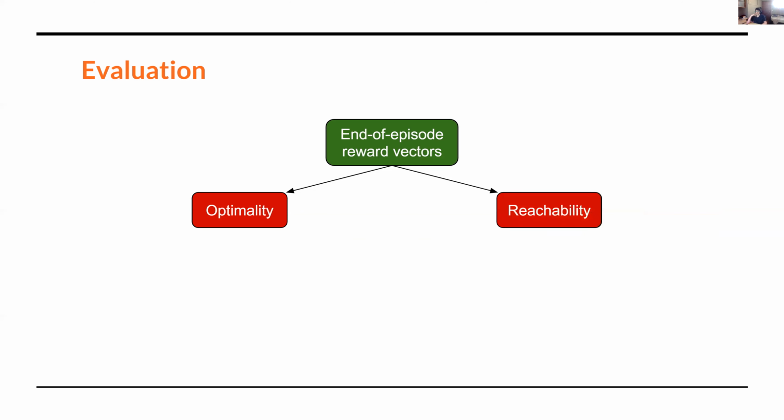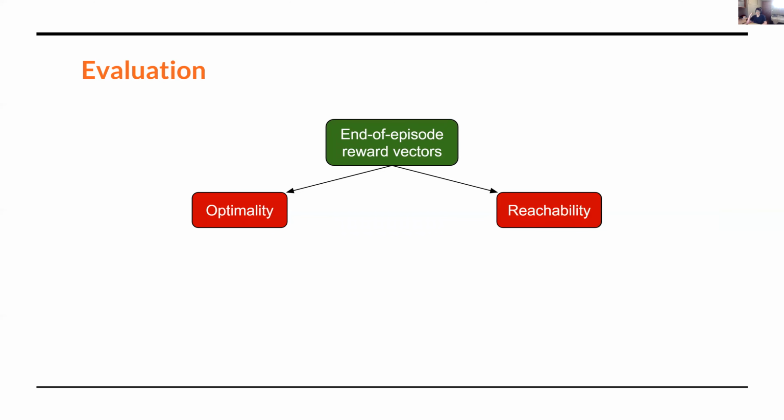And the second problem is that we don't know what's reachable. So, for example, imagine you had a chess game with a reward vector with an entry for a number of turns and an entry for taking every chess piece.